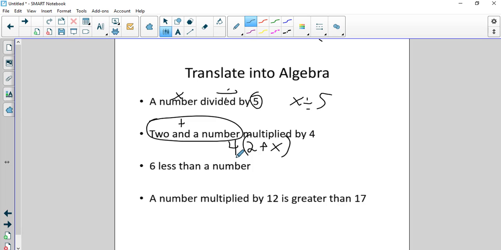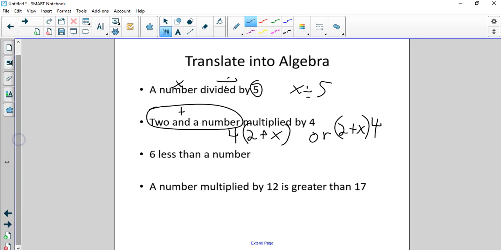But it would not be wrong if we put 2 plus x with the 4 over here. Just like it wouldn't be wrong if we put x plus 2. That's the same thing. With addition, it doesn't matter. And with multiplication, order doesn't matter.